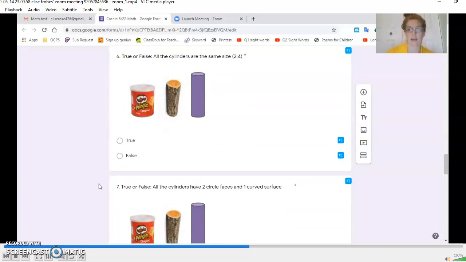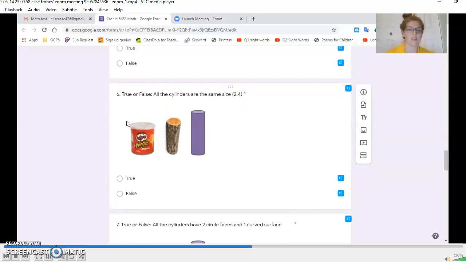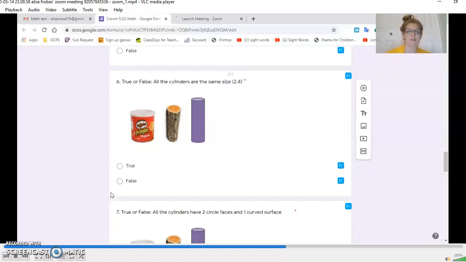Alrighty, number 6 says, true or false? All of the cylinders are the same size. So right here we have a Pringles can that is in the shape of a cylinder. We have a log of wood that is in the shape of a cylinder, and we have a purple block that is in the shape of a cylinder. True, all these cylinders are the same size, or false, they are not the same size? Pick your best answer.